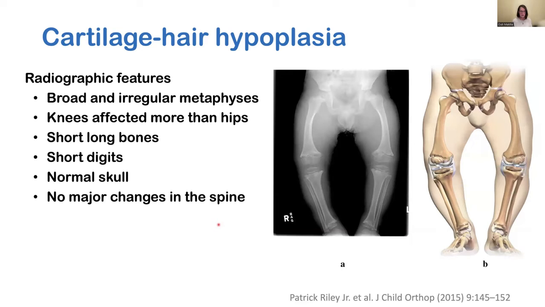We've learned quite a lot about the radiographic features. It is really a metaphyseal chondrodysplasia, with quite significant changes, especially in the knees, and in other metaphyses as well. The knees are more affected than hips in almost every single case, but the long bones are also short, and also the fingers and toes and feet are short. The patients have a normal skull, and there are no major changes in the spine in most of the cases.